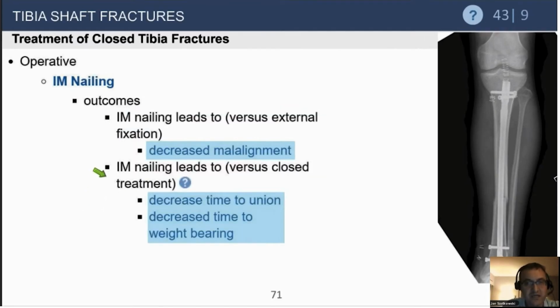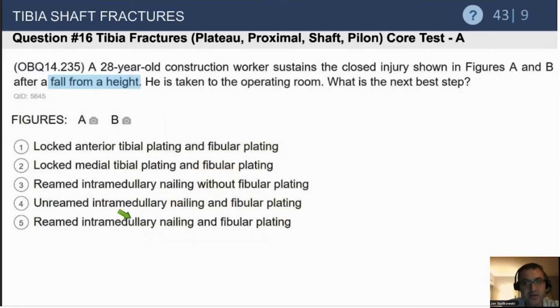In terms of outcomes, IM nailing leads to decreased malalignment when compared to external fixation. You have a lot more control of the fracture fragment. Decreased time to union, decreased time to weight bearing. This is not always the case though, because a lot of times if you're using a fine wire fixator, you can allow for immediate weight bearing.